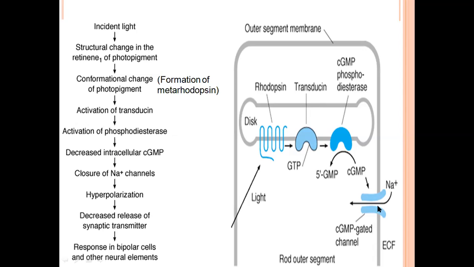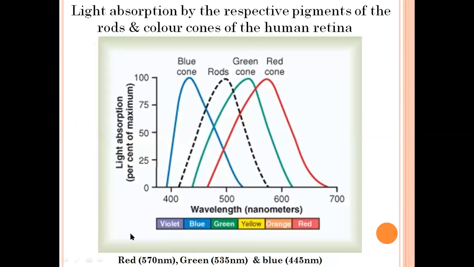And why is there a closure of the sodium channels? Because there is a decrease in intracellular cyclic GMP because of activation of phosphodiesterase. Okay, so closure of the sodium channel will lead to the hyperpolarization and is responsible for the generation of action potential.